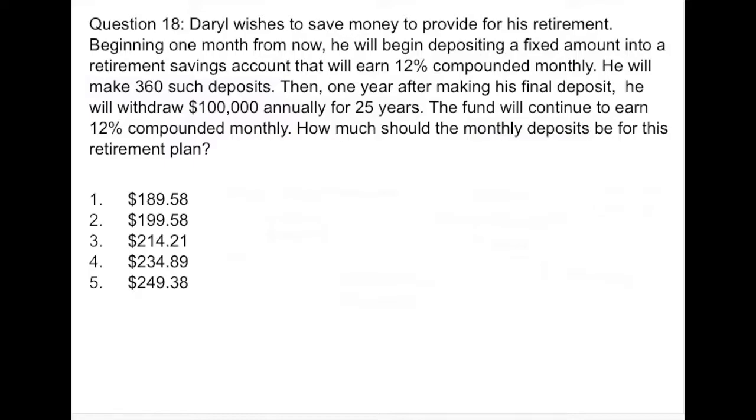Then 1 year after making his final deposit, he will withdraw $100,000 annually for 25 years. The fund will continue to earn 12% compounded monthly. How much should the monthly deposits be for his retirement plan?